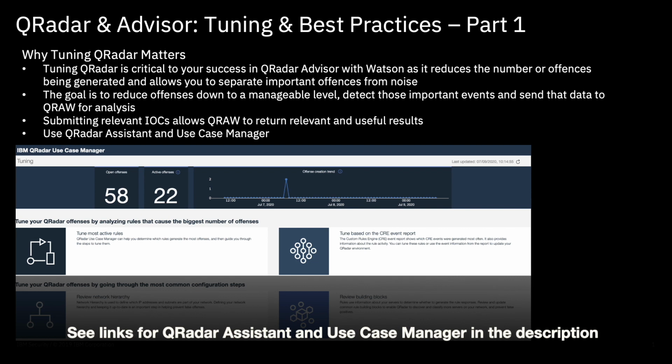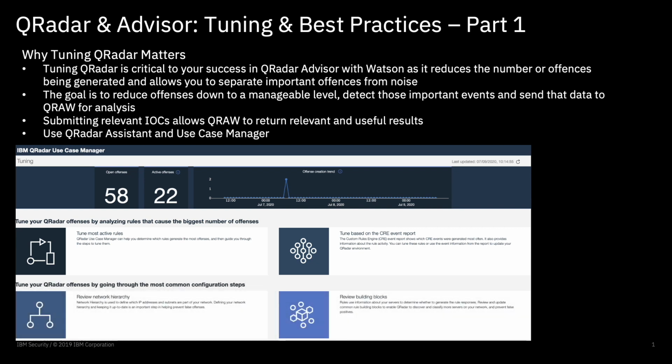So you tune your QRadar offenses by analyzing the rules that cause the biggest number of offenses. That is the most important thing right there, because any sales engineer or CTP you talk to will say this is how you tune QRadar. You run this report or go into the Use Case Manager, the QRadar Assistant, and you can see which rules are firing the most.